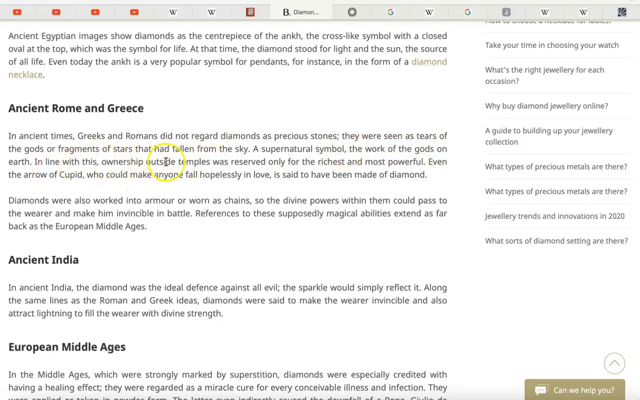In line with this, ownership outside temples was reserved only for the richest and most powerful. So, whoever did this article obviously did their research, so that's why I kind of love it. Even the arrow of Cupid, who could make anyone fall hopelessly in love, is said to have been made of diamond. Diamonds were also worked into armor or worn as chains, so the divine powers within them could pass to the wearer and make him invincible in battle. References to these supposedly magical abilities extend as far back as the European Middle Ages.